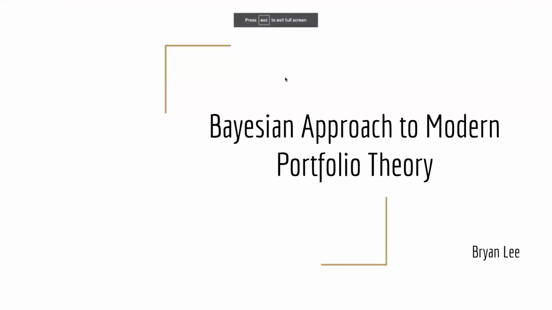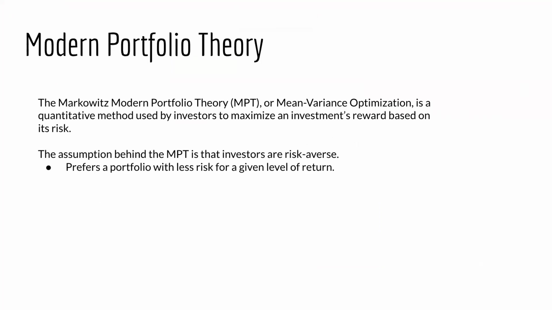So today we'll be looking into how we could take a Bayesian approach to the modern portfolio theory. The modern portfolio theory, also known as the Markowitz modern portfolio theory, is a quantitative method used by investors to maximize an investment's reward based on its risk.